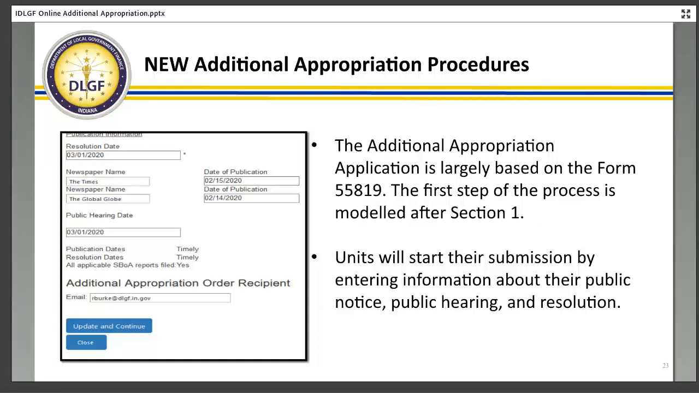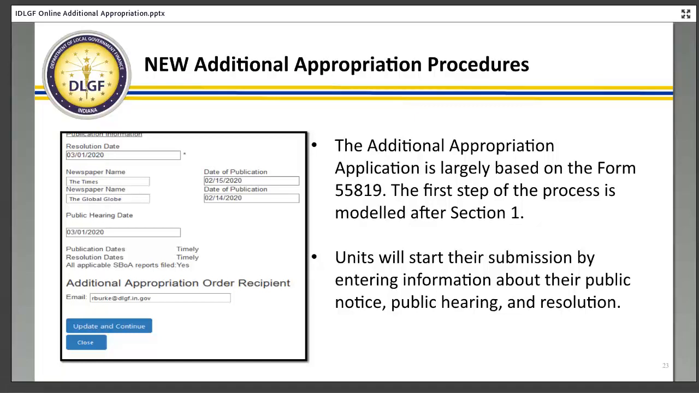When we were looking at designing the application, we quickly realized that we have an effective process for submitting, reviewing, and approving the additional appropriations, meaning we didn't try to create the application from scratch. We largely based the application on the certified copy, on the Form 55819. We thought that would help with the transition from the current method to the new method if we kept as much familiarity in the process as possible.